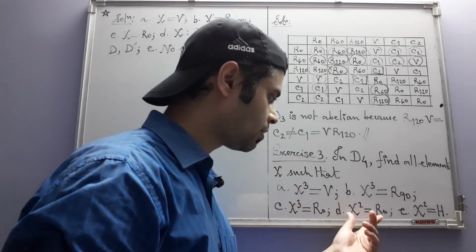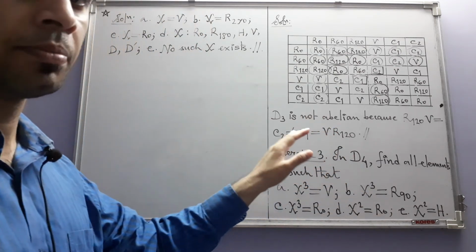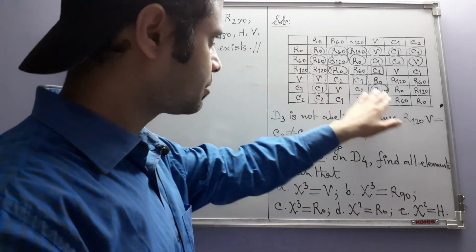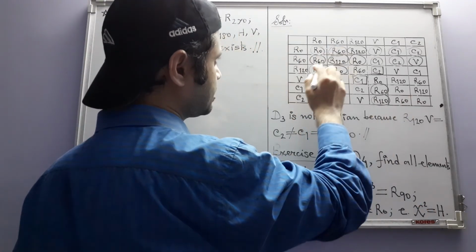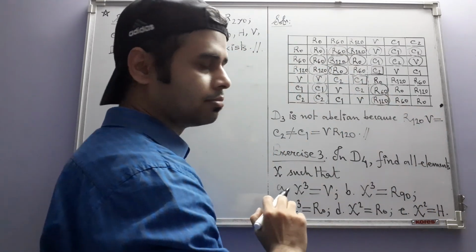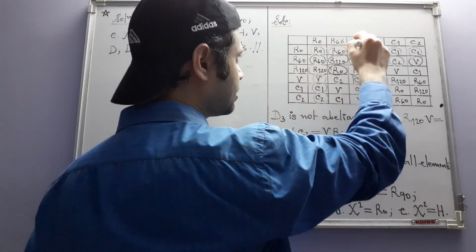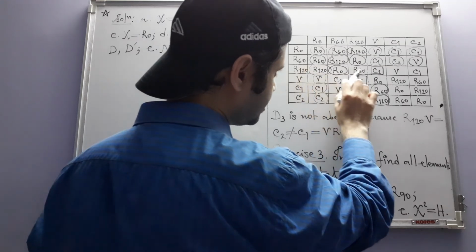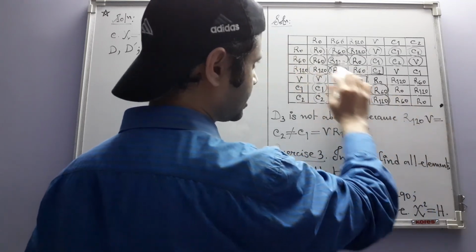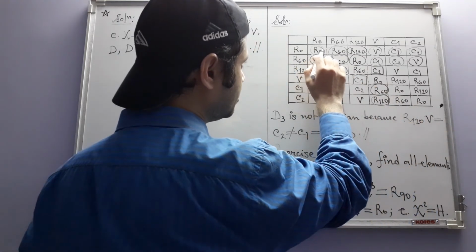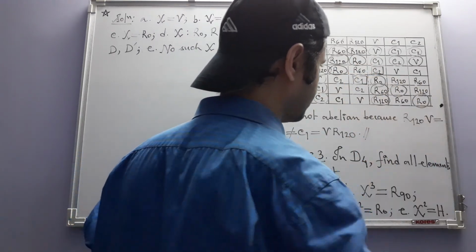To look for elements whose squares are equal to R naught, we have to look at the Cayley table for D4. Note that the squares appear along the diagonal of the table. Along this diagonal, which is known as the leading diagonal in many contexts, this is R0, this is R0, this is R0, this is R0.